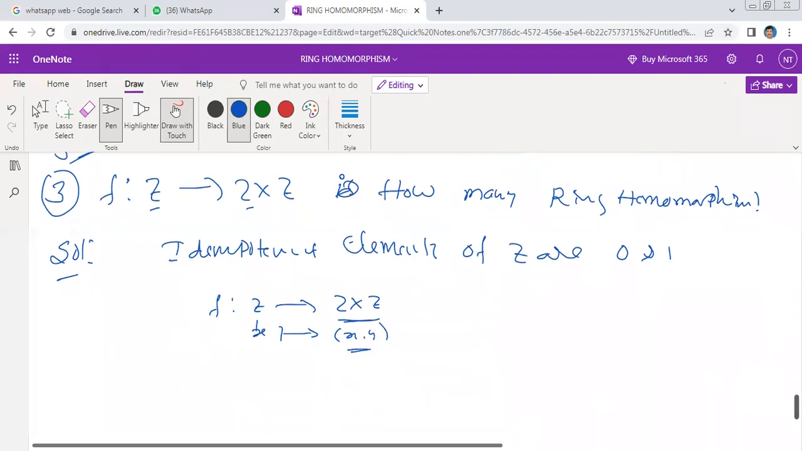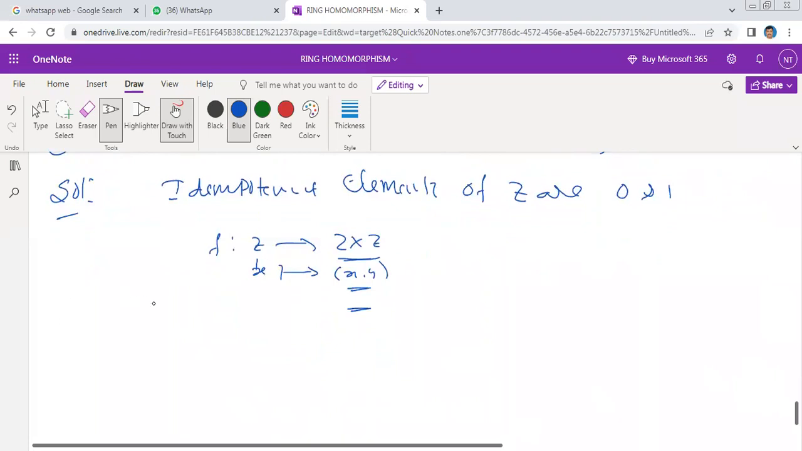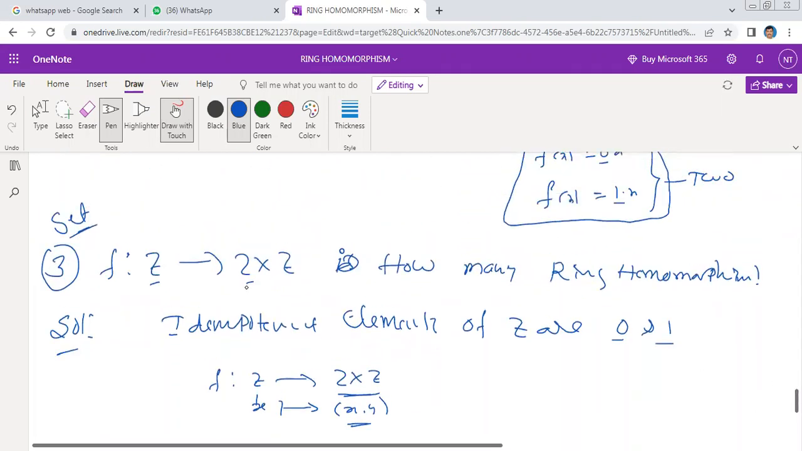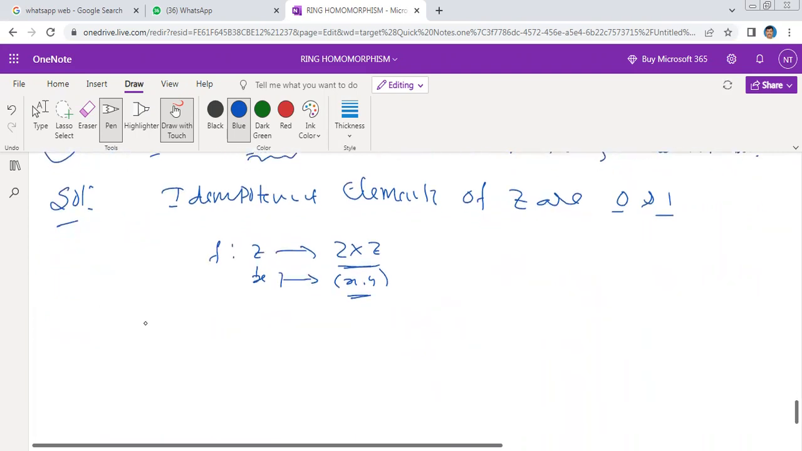You see, right? So when the idempotent elements of Z are 0 and 1, you see the codomain idempotent elements only. The codomain idempotent elements of Z cross Z.